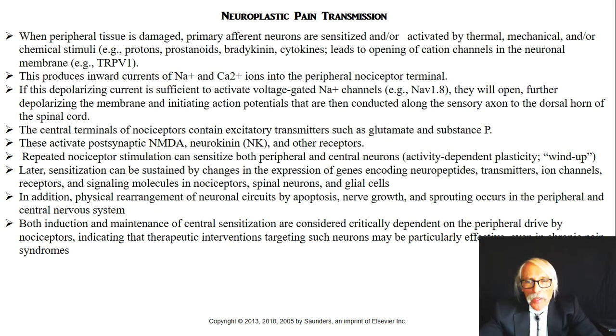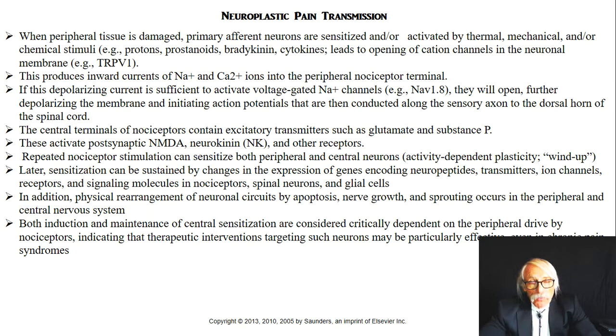So later, sensitization can be sustained by changes in the expression of genes. So you're actually now getting changes in neuropeptide expression, transmitters, receptors, ion channel proteins, signaling molecules within the nociceptors, spinal neurons, and in fact even glial cells in the brain. Okay, so this is long-term changes of expression of all those genes. And there's also epigenetic modifications, which we're just now starting to investigate.